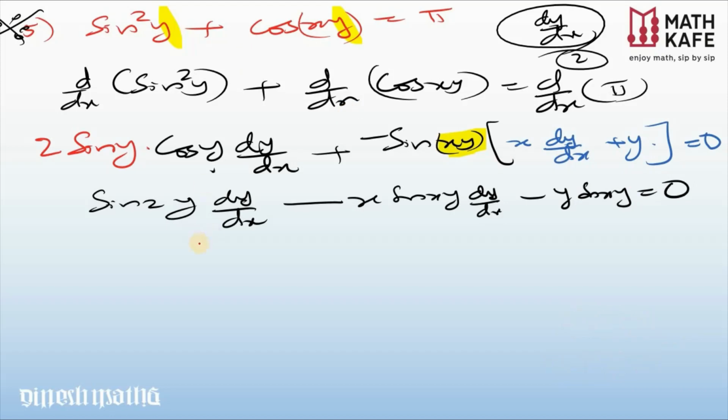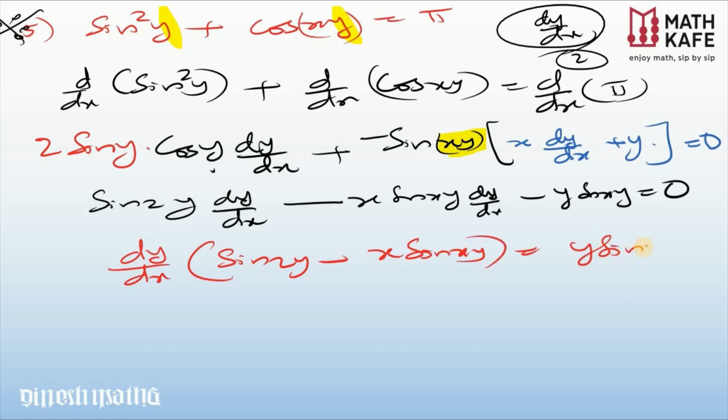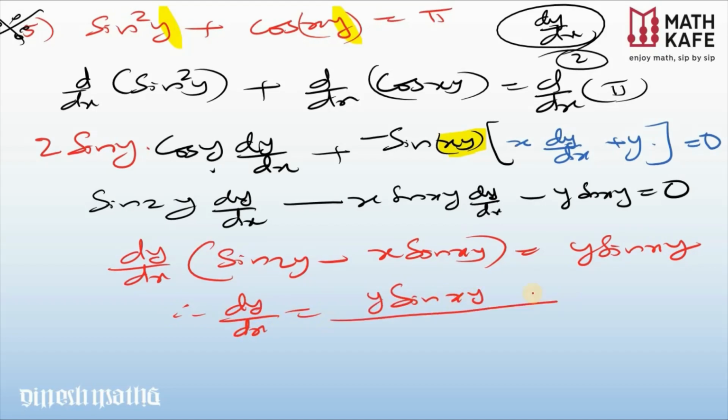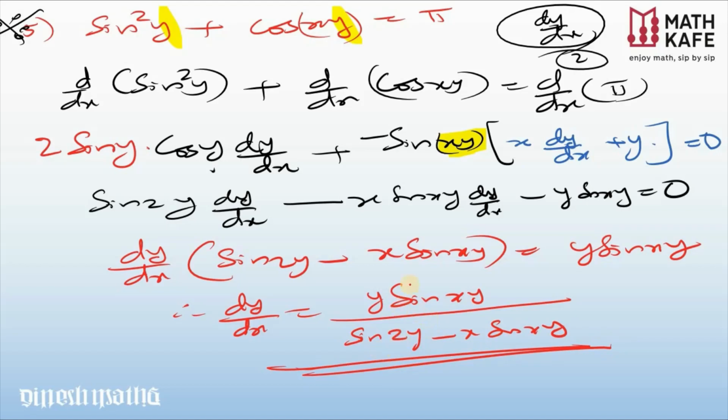Now we are rewriting with all the dy by dx on one side and non-dy by dx on the other side. I am taking dy by dx common also. Sin 2y minus x sin xy equal to y sin xy. Therefore, dy by dx is equal to y sin xy whole divided by sin 2y minus x sin xy, and that is the final answer. Please cross check 2 y's and we got 2 dy by dx. So we are perfectly alright.